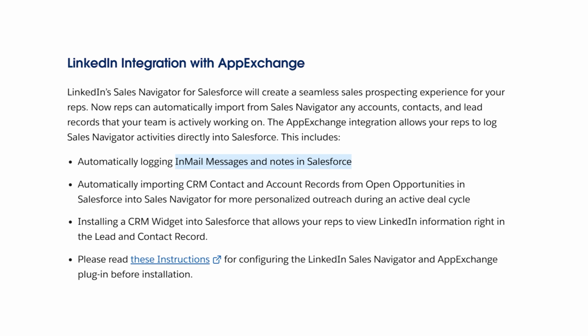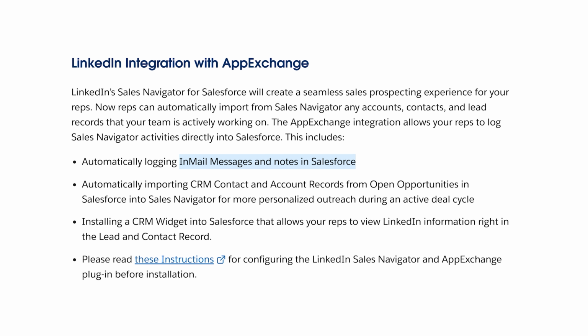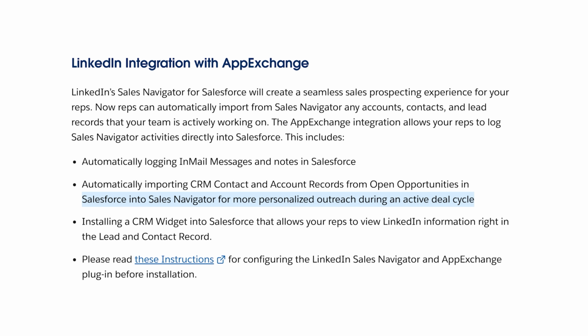You can automatically sync in-mail messages and notes into Salesforce, which means that your LinkedIn outreach gets logged without the usual copy and paste hassle. And when there's an open opportunity, Salesforce will even pull in related contacts to help tailor your outreach messaging during active deal cycles. You can also save leads to LinkedIn Sales Navigator directly from Salesforce, streamlining your prospect management.